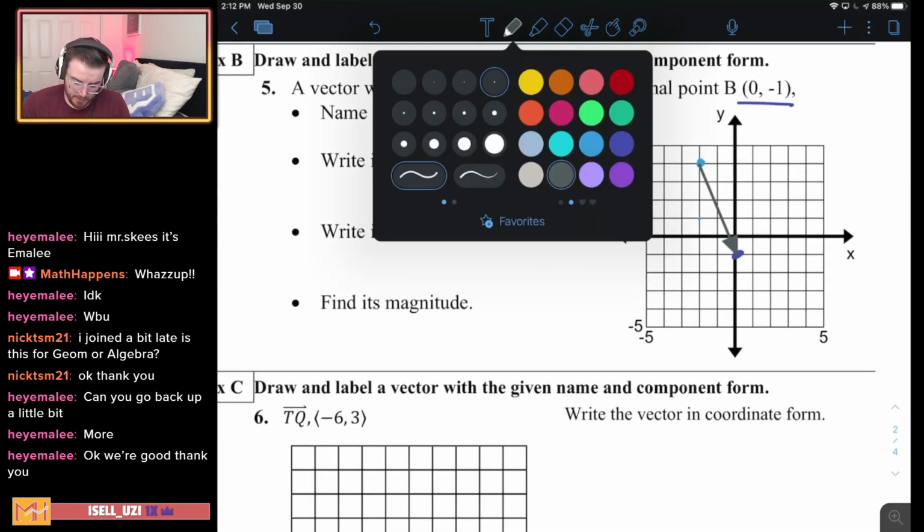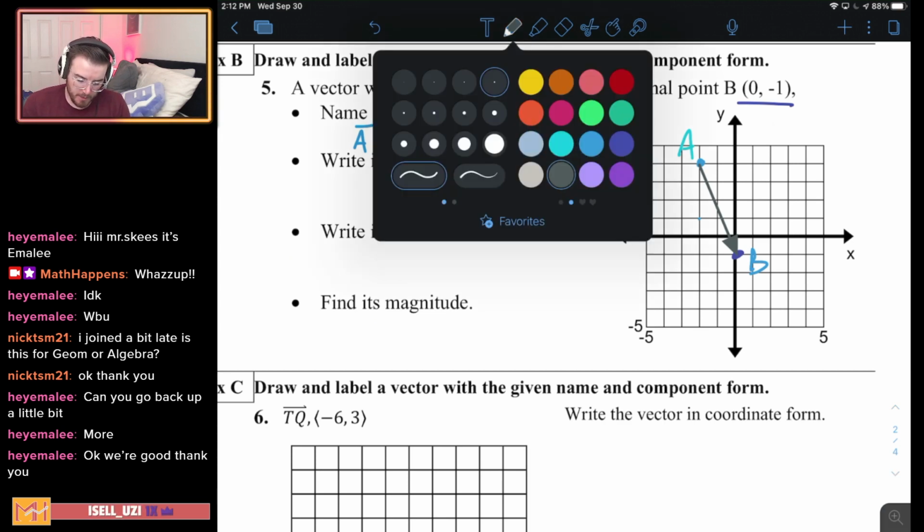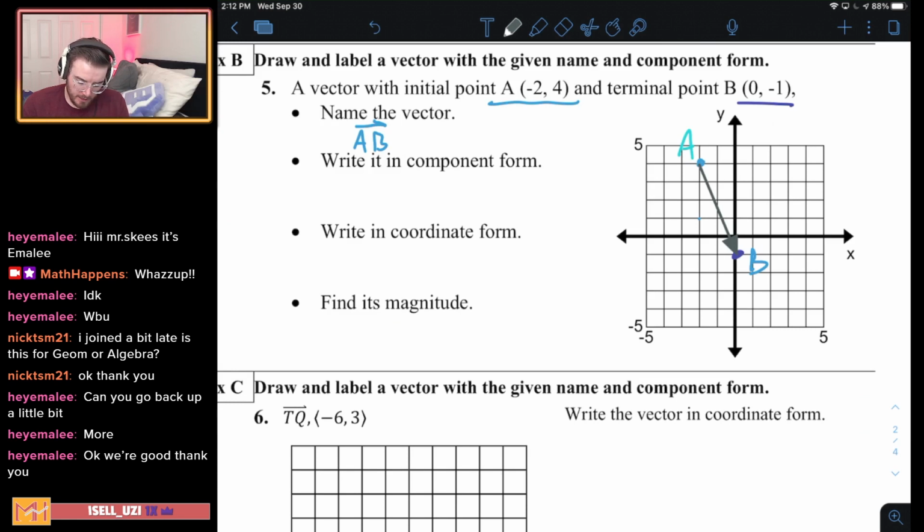So there's our vector A to B. All right. So name the vector. Well, it's of course vector AB. Why not BA? Because we didn't start at B. We started at A. So AB. And in component form is this thing. That is our component form. And the coordinate form is when we do this, okay? So please know the difference between the two of those.